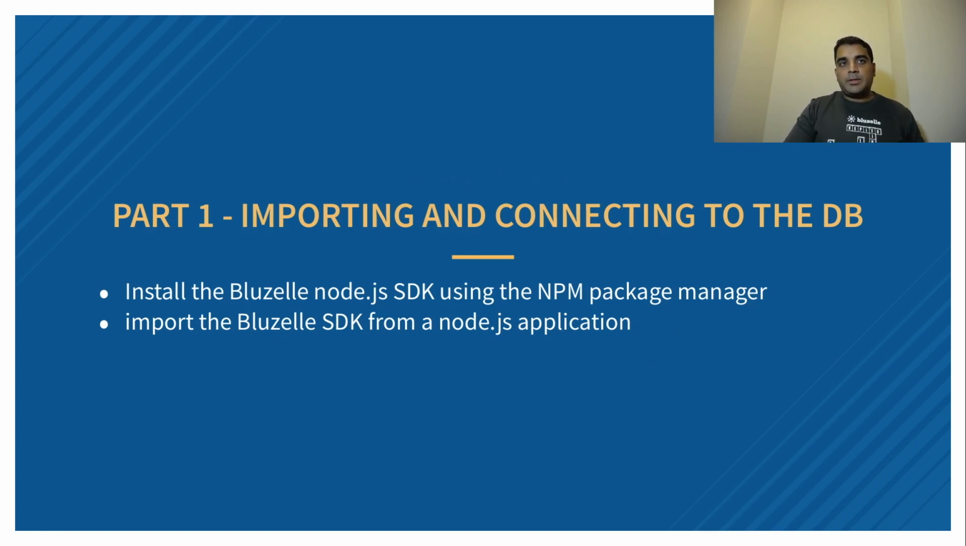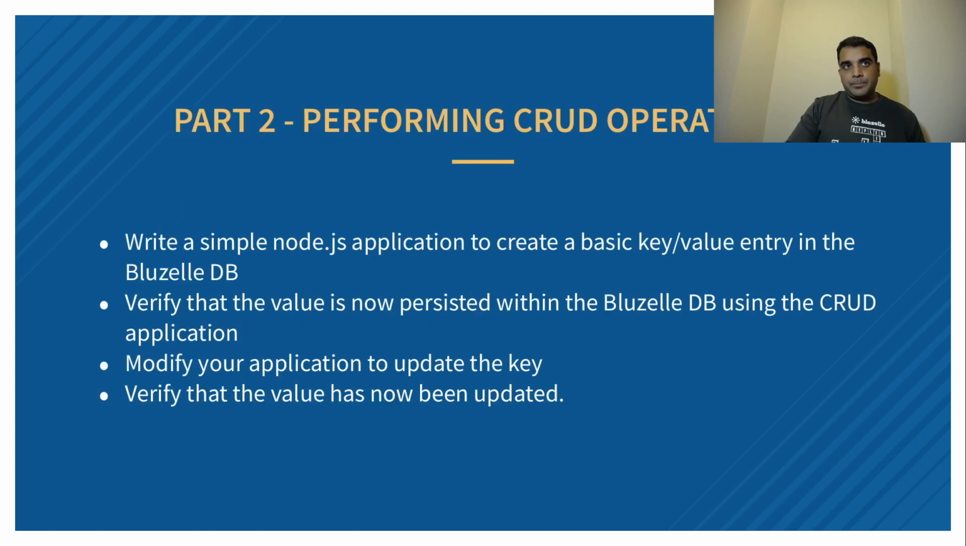So we're going to install the Bluzelle Node.js SDK using npm's package manager, and then we'll import the SDK into our application, a pre-written application that I'll be showing you. Part two, we'll actually perform the CRUD operations. We'll start with creating a key value pair. We'll then verify that the key value pair was actually written by reading it back. We'll then update that value, and then we'll read back the new value.